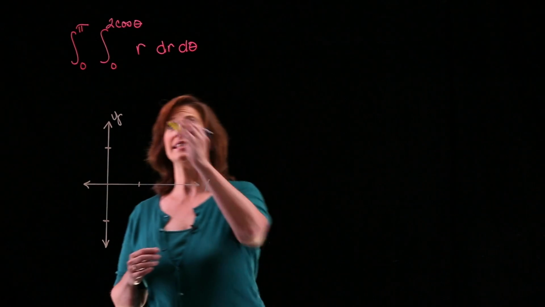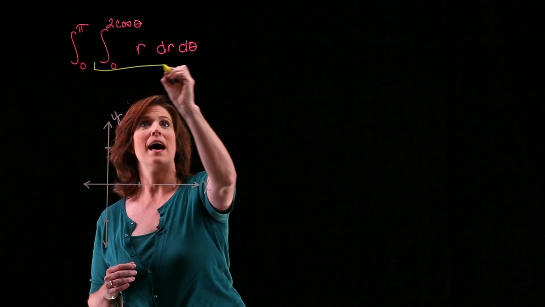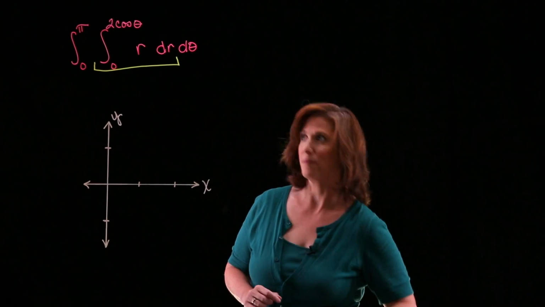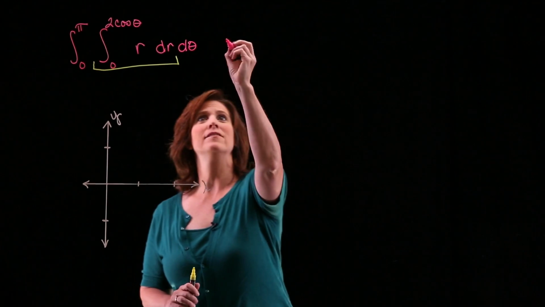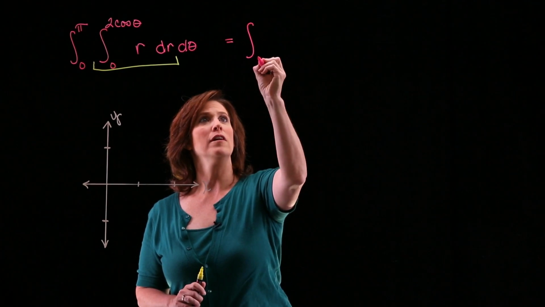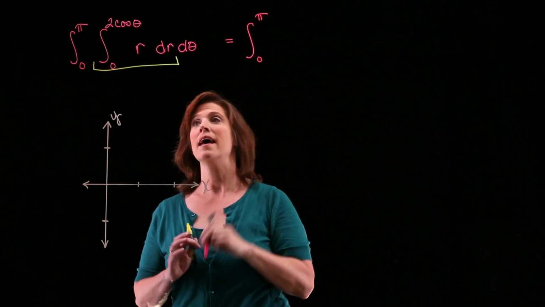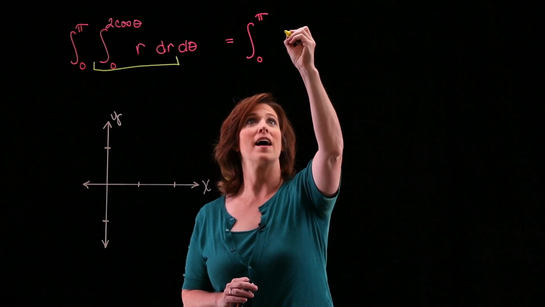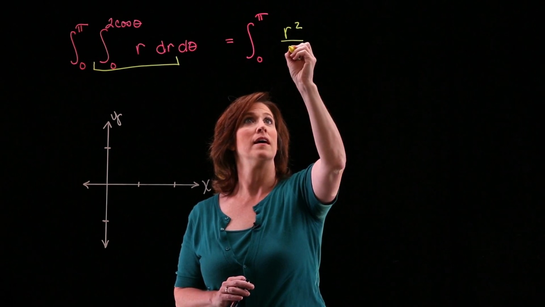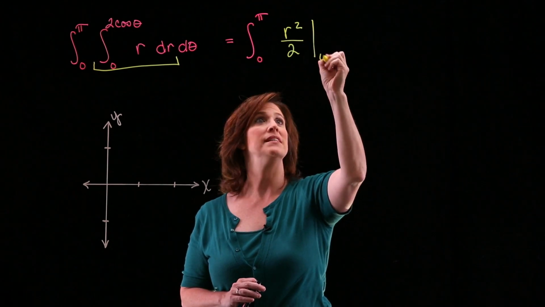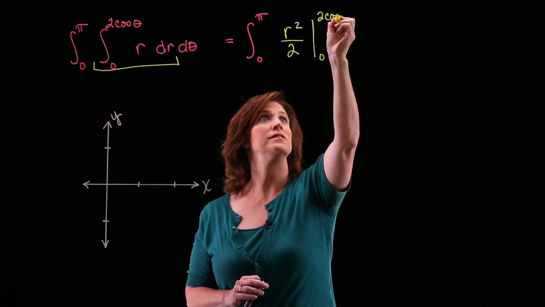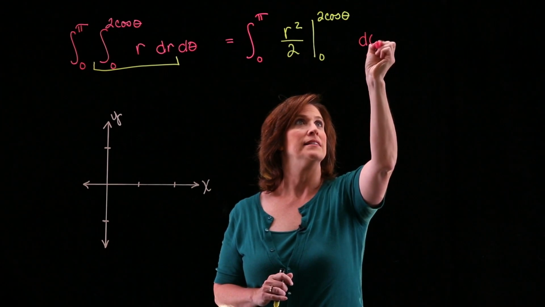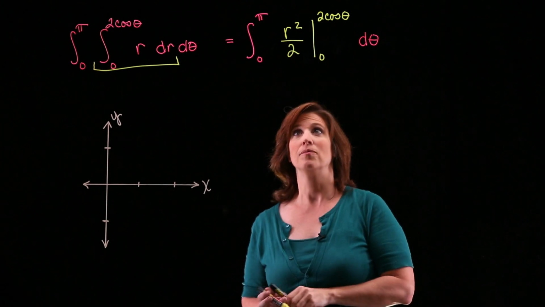Well, I'm going to start with the inside piece. So that means I'll be integrating r dr from 0 to 2 cosine theta. So I'm going to have the integral from 0 to pi. And then if I integrate r dr, that's going to be r squared divided by 2. And I'll evaluate that from 0 to 2 cosine theta. And then, of course, I still have my d theta for my outside integral.